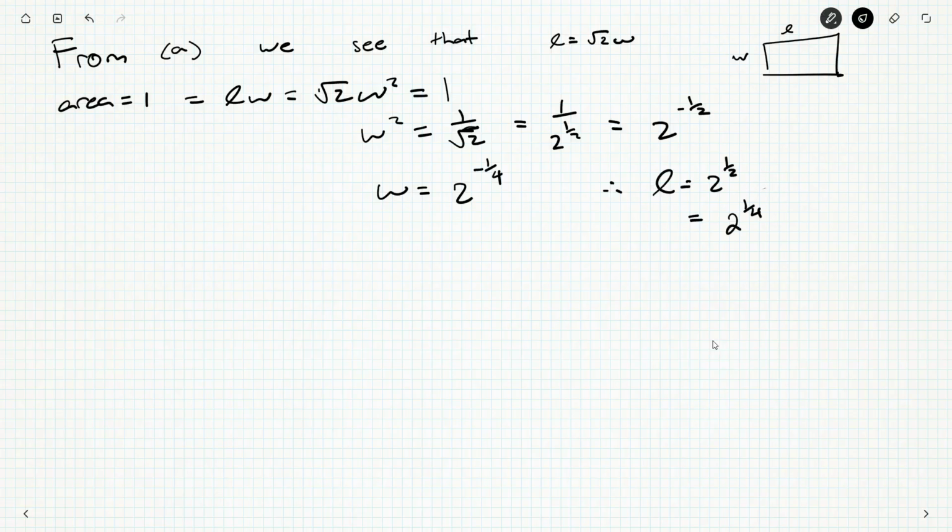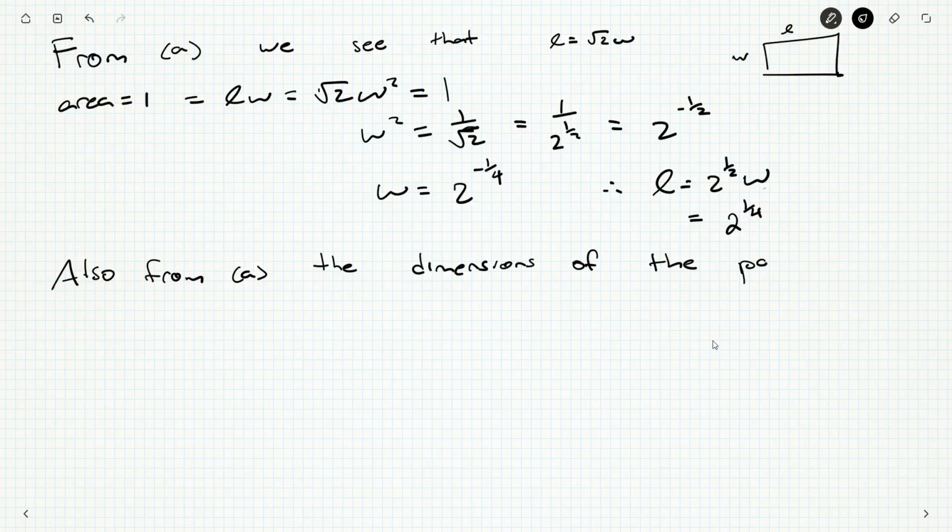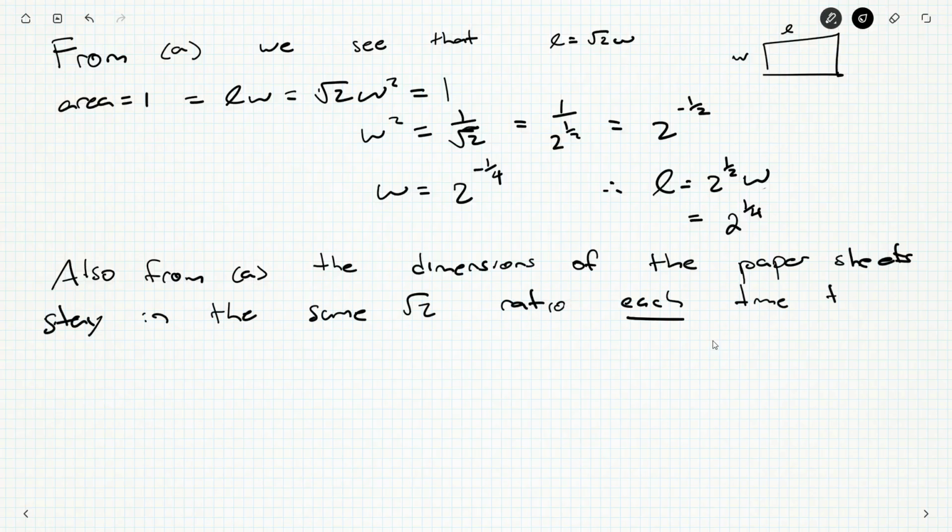Okay. Now, also from A, the dimensions of the paper sheets stay in the same √2 ratio each time the process, which is fold and cut, is done. So the A1 papers also have the same ratio.